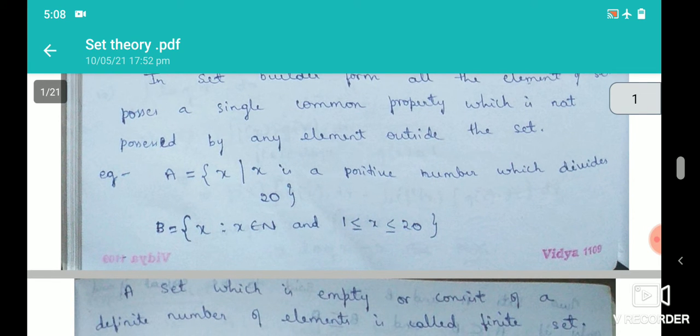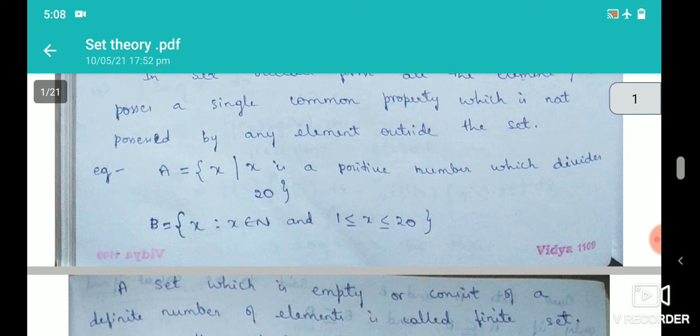Okay, now consider the second example, B is equal to X. So what is the property? X belongs to N, that is, a positive number. Then X lies between 1 and 20.